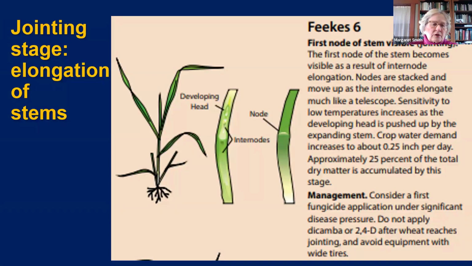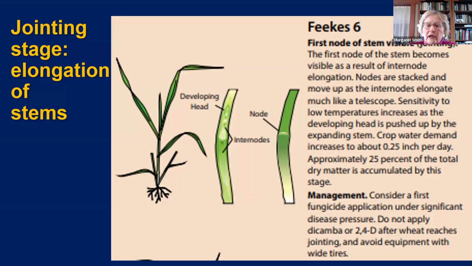So this jointing stage, let's go back. This is Feekes stage 6. The number is not particularly important, but the crop water demand increases at this stage. And about 25% of the total dry matter is accumulated by this stage. So it varies the importance of this stage. For crown rust in oats, this can be an important stage to look for beginning rust infestation or infection. And you can consider putting a fungicide anytime after this stage.